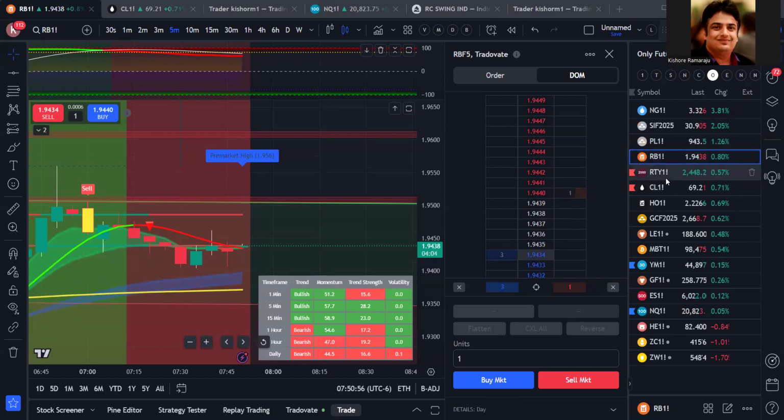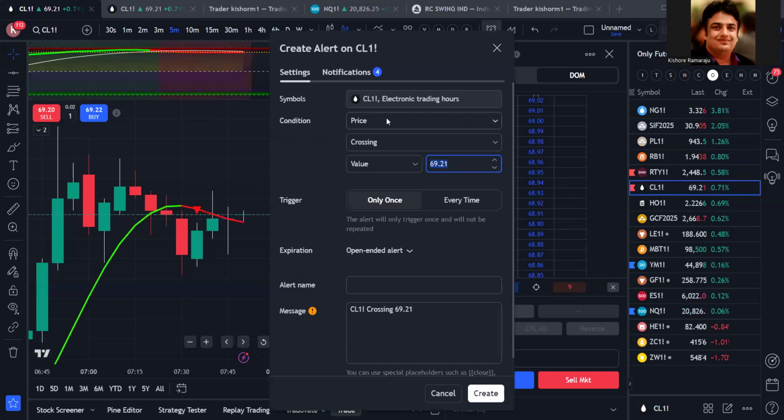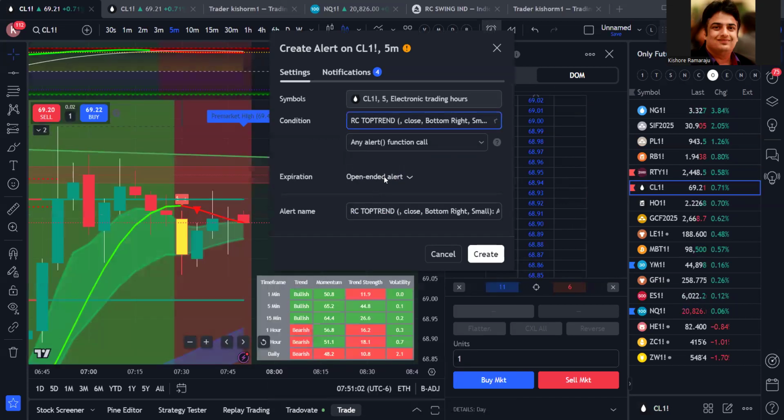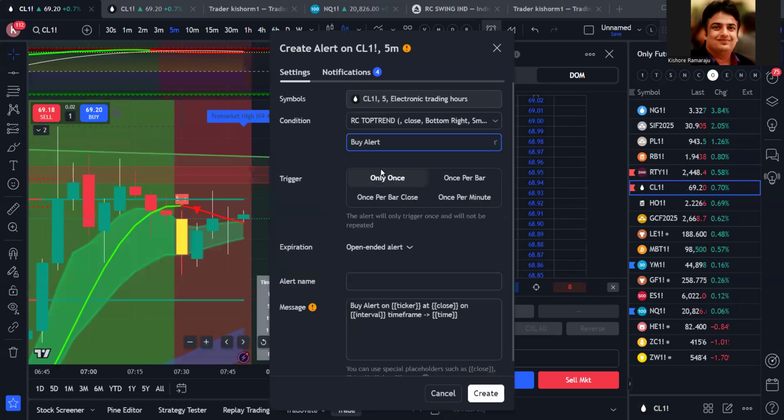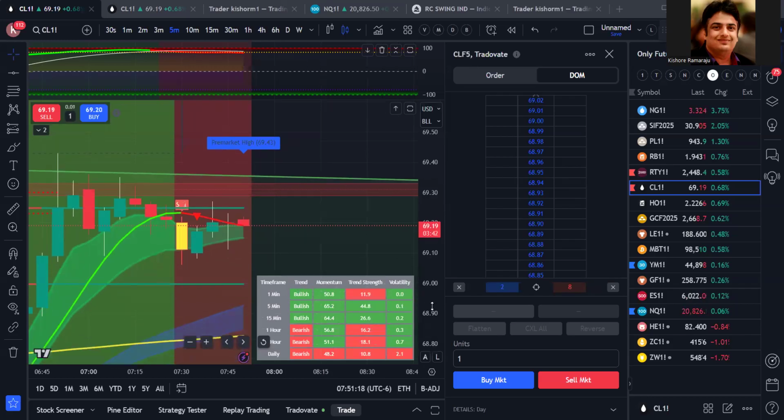Same thing, see, RB, CL, heating oil, they all move together in the same direction. So the same thing I can do. This one also I can go and create a buy alert. Right? Because you see the same thing. 1, 5, 15, 1, these are bullish. There is a trend strength. So mainly for quick scalping, these are good opportunities.